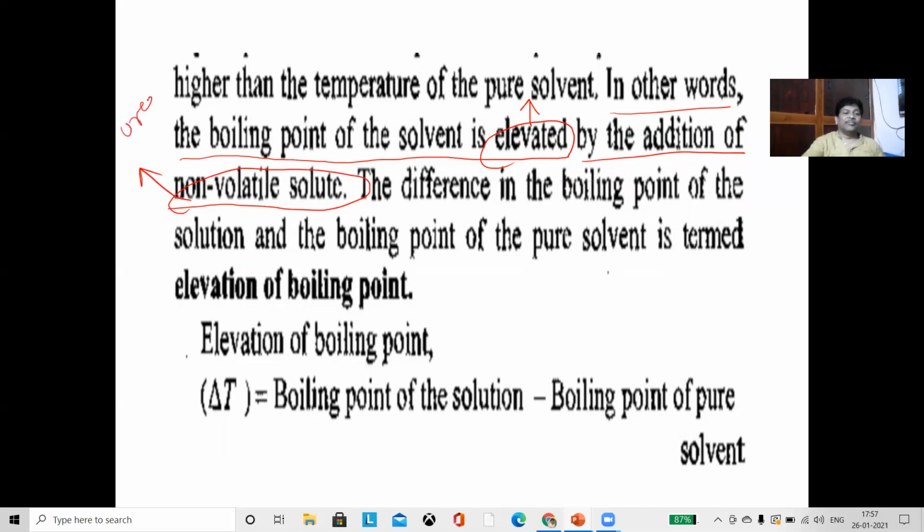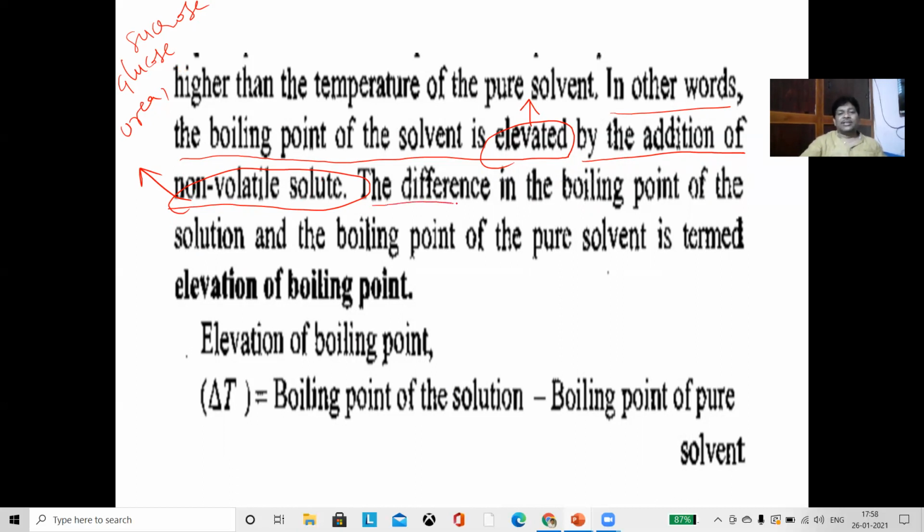Examples: urea, glucose, and sucrose. Remember these three examples for the time being. Sucrose means sugar. Sugar, glucose, urea: these all are non-volatile solutes.